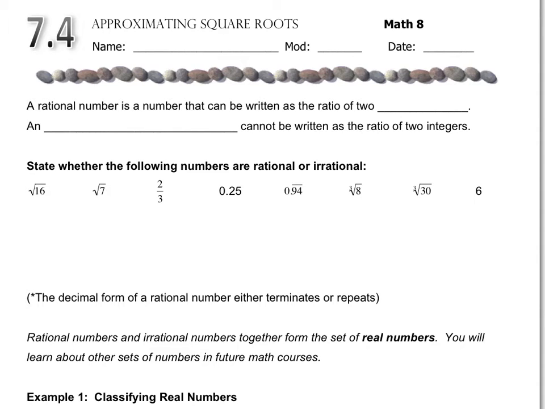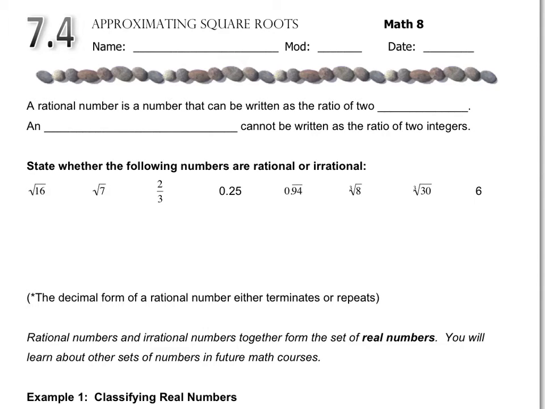Today we're talking about approximating square roots. So in the beginning of this chapter we talked about square roots and how to find square roots. And remember that square roots are when we have a number times itself to get to the number we're looking for. So, let's first talk about rational numbers and irrational numbers.